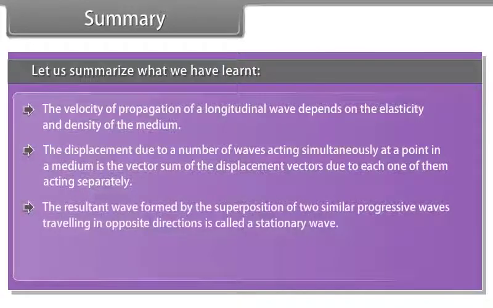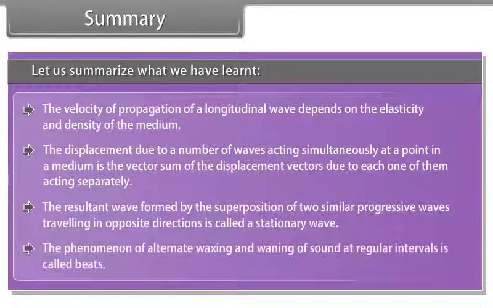The resultant wave formed by the superposition of two similar progressive waves traveling in opposite directions is called a stationary wave. The phenomenon of alternate waxing and waning of sound at regular intervals is called beat.